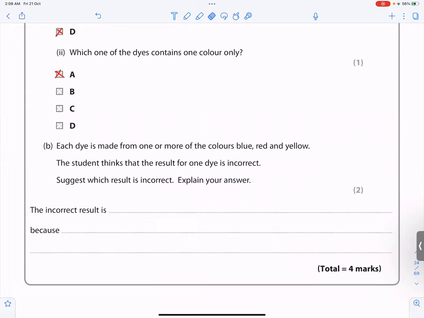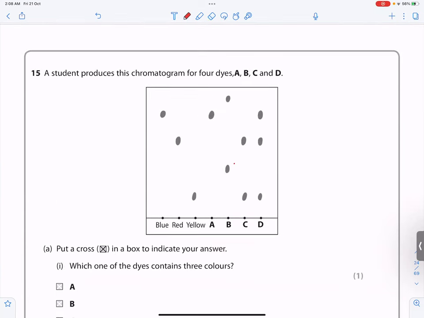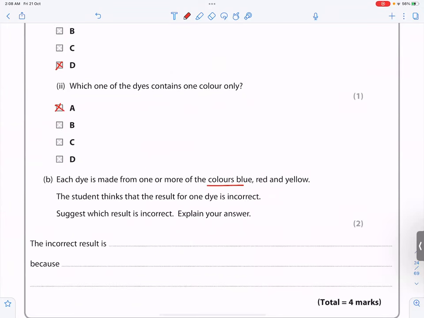Each dye, question B, each dye is made from one or more of the colors blue, red, and yellow. The student thinks that the result for one dye is incorrect. Suggest which result is incorrect. Explain your answer. لو بصينا على ال dye B, هنلاقي ال spot بتاعته doesn't match any of the spots in the blue and red and yellow coloring. وده معناها ان هو ما فيهاش واحدة من ال colors blue, red, and yellow زي ما هم كانوا قايلين.